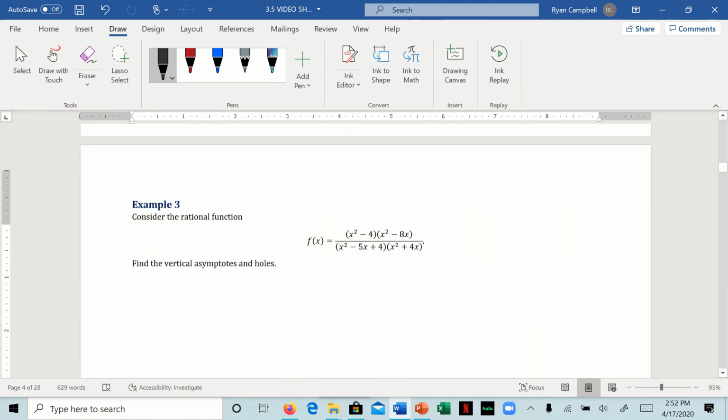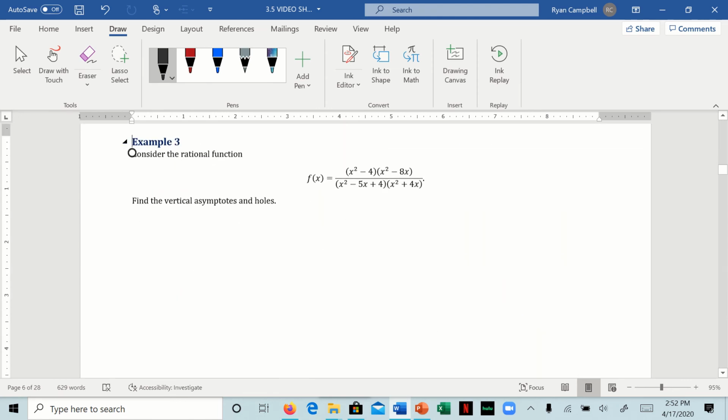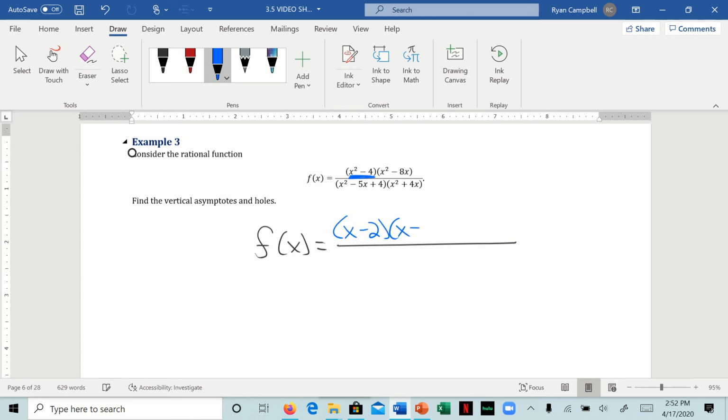All right, next, example number 3. To find the vertical asymptotes and the holes, first we want to simplify everything. So x squared minus 4, that's a difference of squares, so that's just going to be x minus 2 and x plus 2. X squared minus 8x, notice we can take an x out. If we factor out an x, we're left with x minus 8.